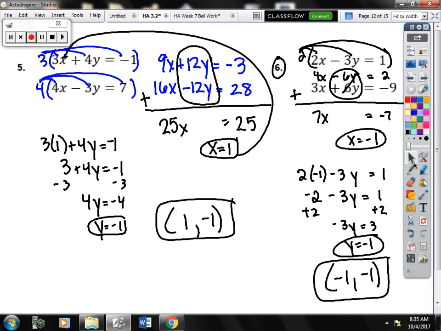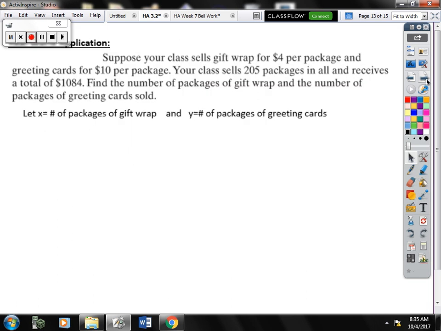The last one was a word problem. You should have had a chance to read through it at this point. They did define variables for us. So X is the number of packages of gift wrap that you're going to sell. Y is the number of packages of greeting cards. And it told us that we are selling gift wrap for $4 per pack. Greeting cards are $10 per pack. And they tell us that our class is selling 205 packages in all.